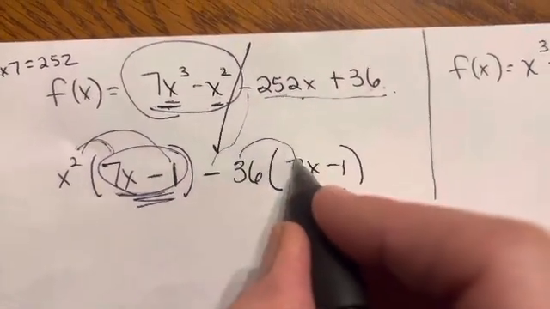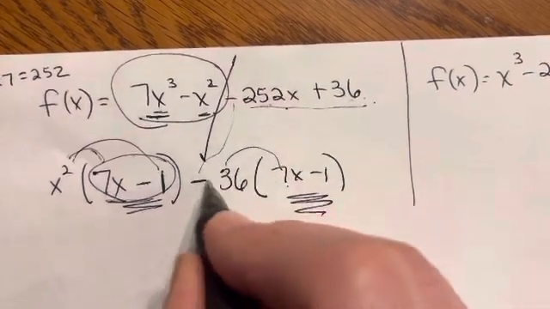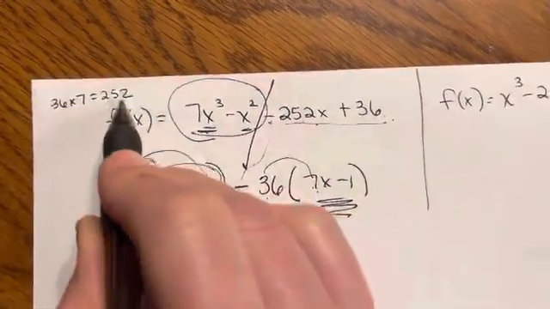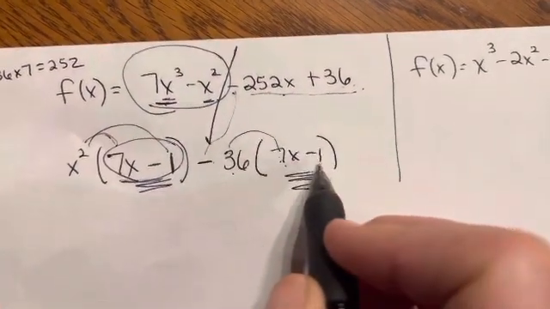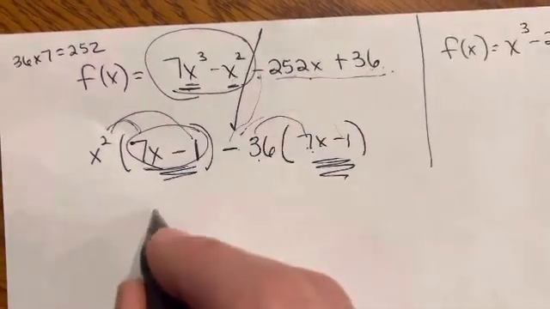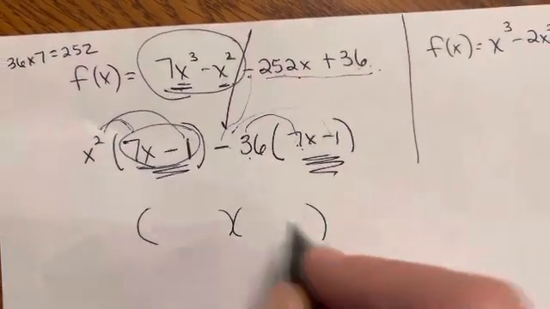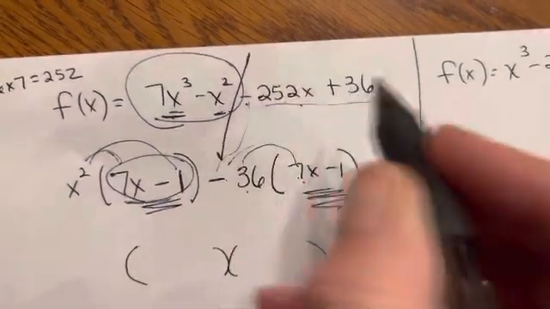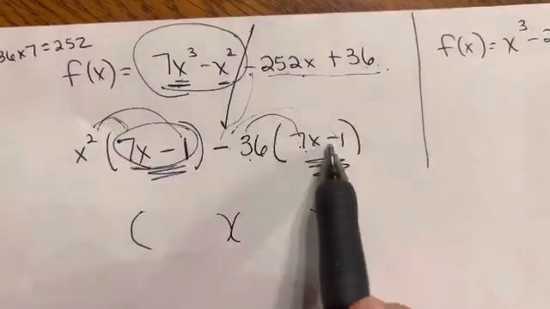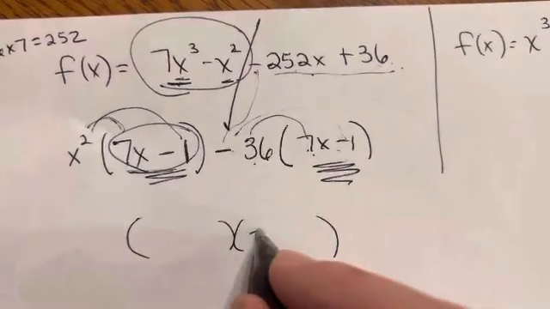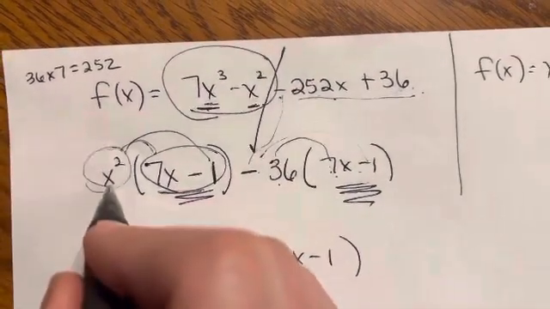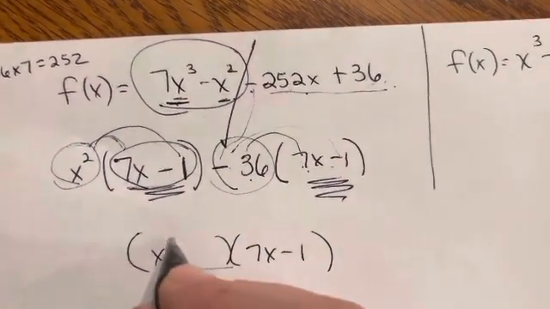Negative 36 times a positive 7x: a negative and a positive is negative, that works. 36 times 7, we already know, is 252, and there's the x. And then a negative and a negative is a positive, so it works. Remember when you factor, the goal is to have two things that multiply together to give you this. In one of these, it doesn't matter which, you put what both sides have in common, which is 7x minus 1. In the other set of parentheses, you put what's left, which is x squared minus 36.